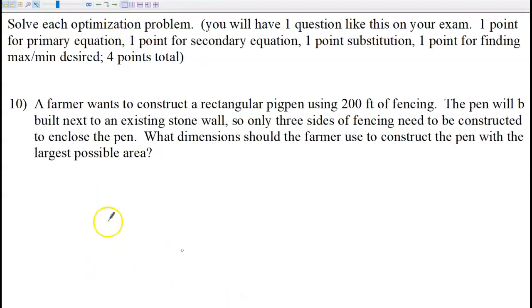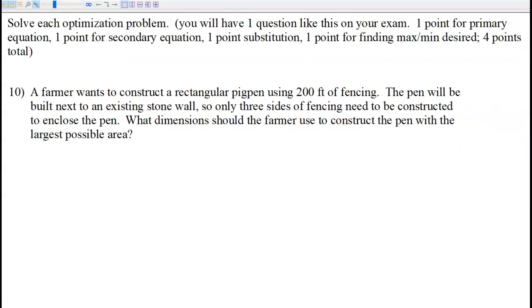Or you might see the pigpen question that we talked about. And there's two types of these ones. There's the one where you can have it built next to a stone wall that already exists, or it could be one where you have two rectangles that are similar right next to each other. They're both in the notes, so either one is fair game. This one in particular is the one where they're building it up next to a stone wall. So a farmer wants to construct a rectangular pig pen up against a stone wall. And so we have a width and a length there.